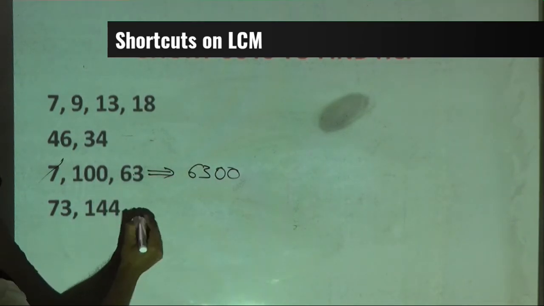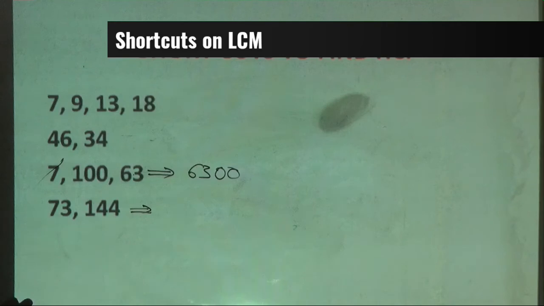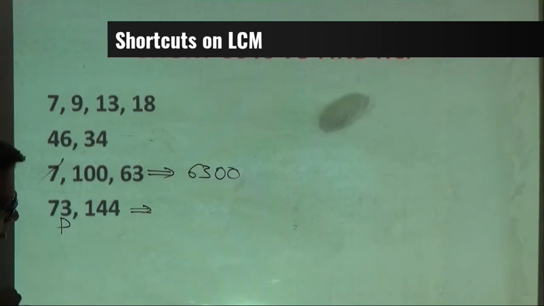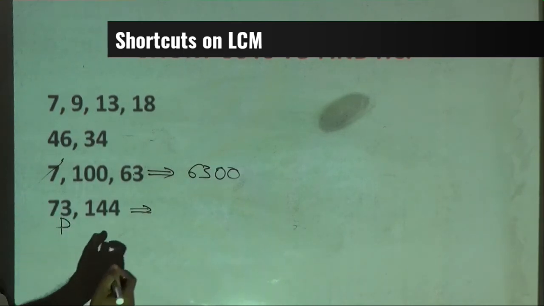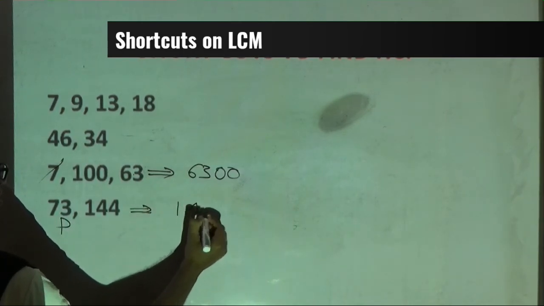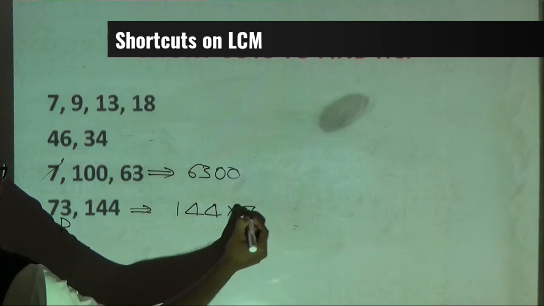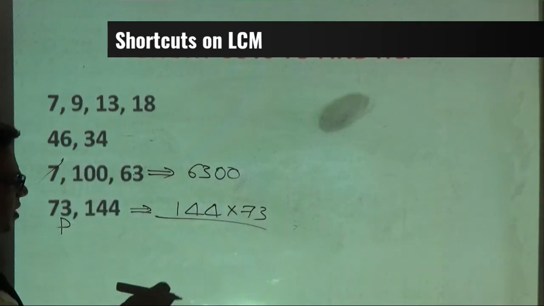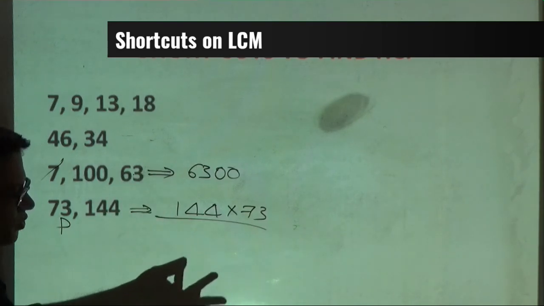Now, one more problem. I need to find the LCM of 73 and 144. Now, through observation, I came to know that 73 is a prime number. When you have a prime number, what is your LCM? That is their product, 73 into 144. Apply Vedic mathematics now. Those who know Vedic mathematics, you apply it. Those who don't know, you have to struggle.